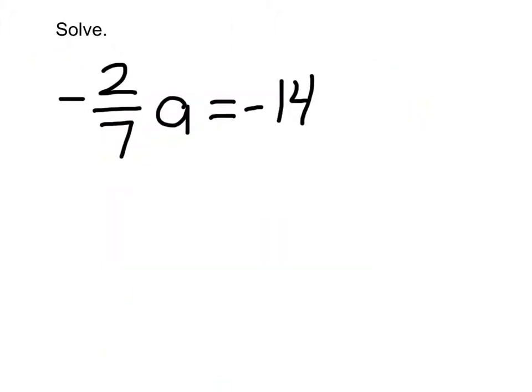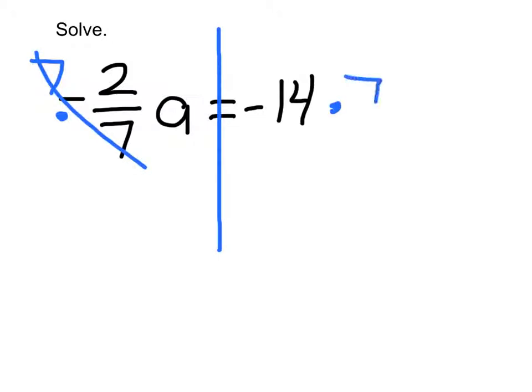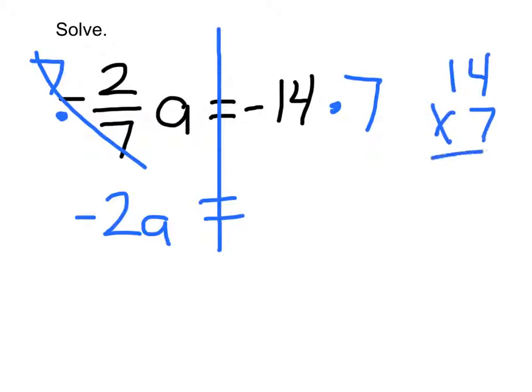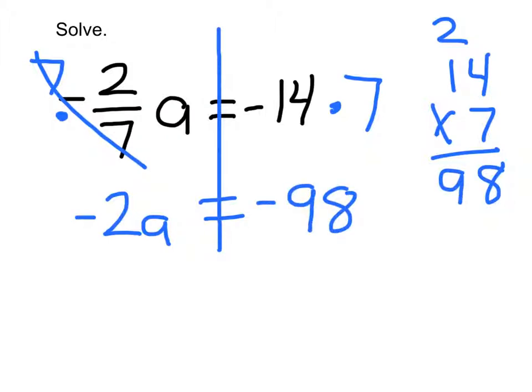In my next equation, once again, it has a fraction in it. Fractions are just division, so the opposite of dividing is multiplying. So let's split our equation into a left side and a right side. I'm going to begin by clearing the fraction. So I'm going to multiply by 7, and over here I'm going to multiply by 7. I'm now left with negative 2a, don't forget about that negative sign, equals 14 times 7, I get 98, so I have negative 98 on the right side.